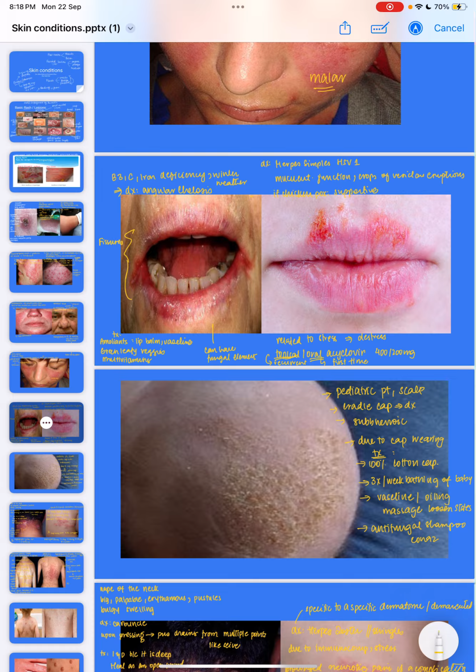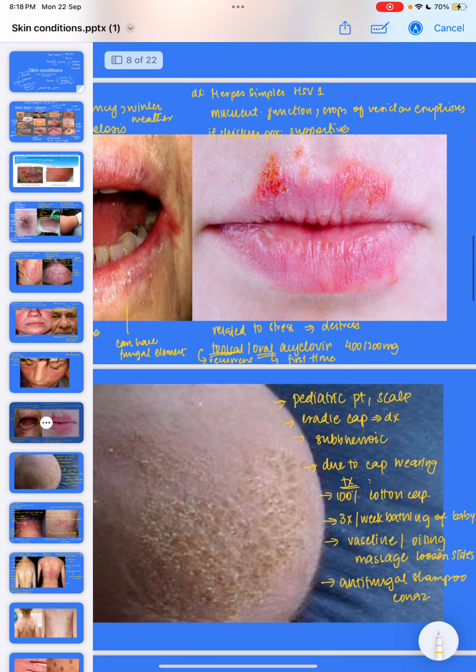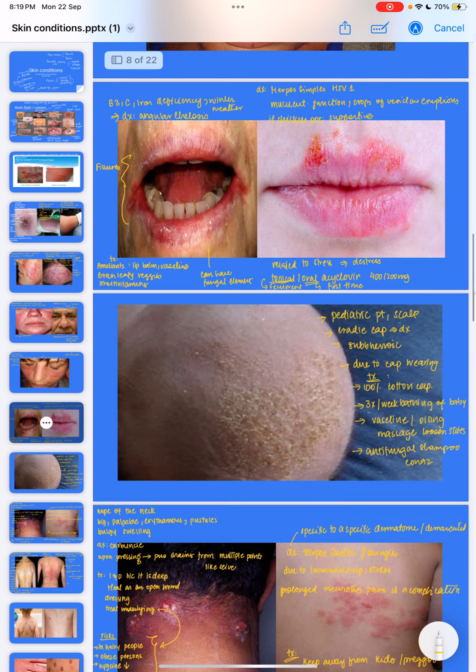And then the first time that it happens, we can give oral acyclovir, right, which comes in either 400 or 200 milligrams की dosage, and then when it's recurrent, we just give topical ones. So it comes due to stress. So we're gonna ask the patient to try to de-stress, और इसका जो diagnosis है, that is herpes simplex, HSV1.